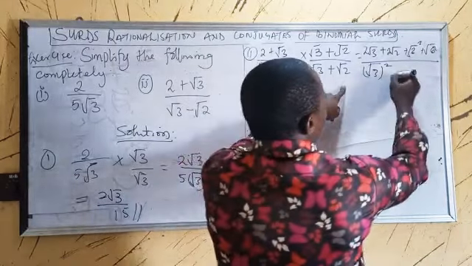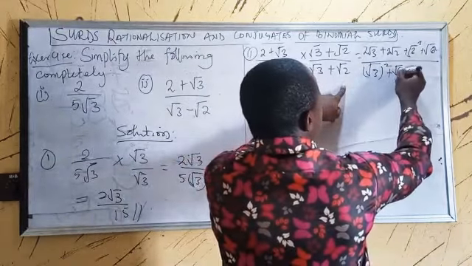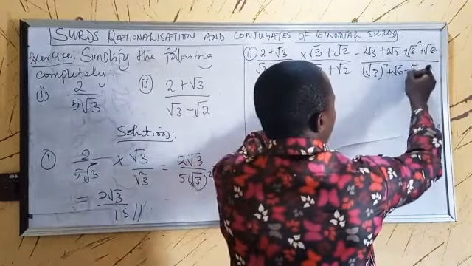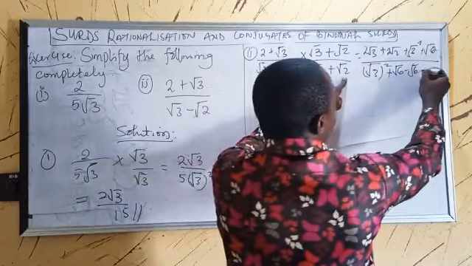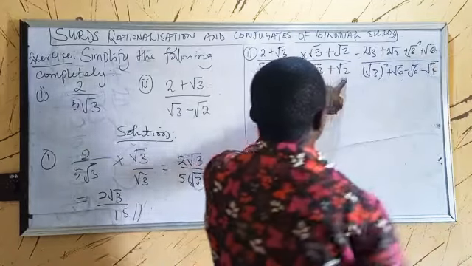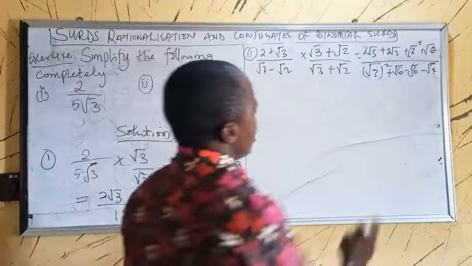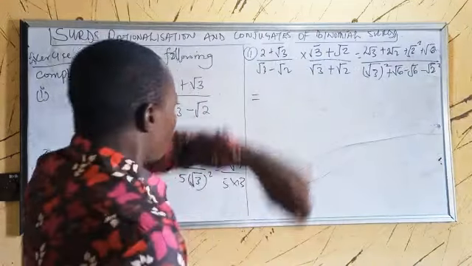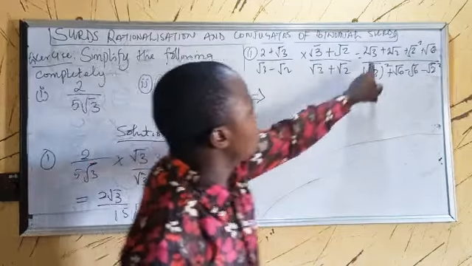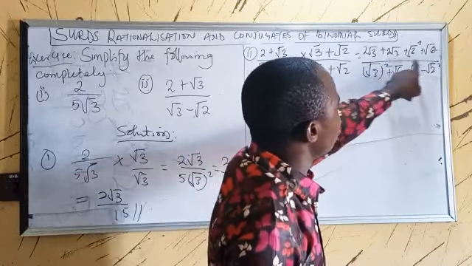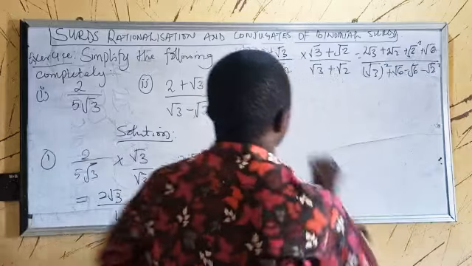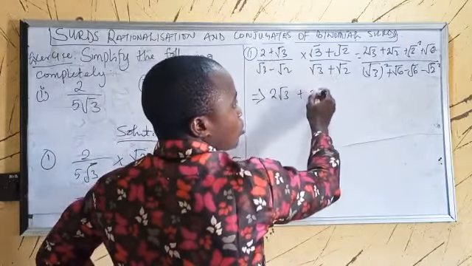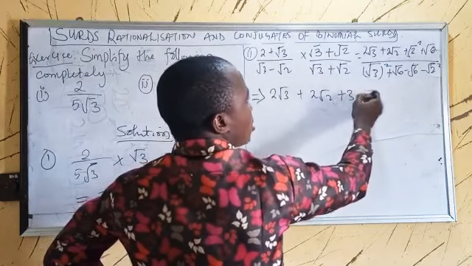Then this times this we have plus root 6, that is 3 times 2. And also this times this we have minus root 6. And this times this we have minus root 4. You understand? So you have minus root 2 squared. So now from there, what are we going to have here? You can see 2 root 3, 2 root 2, root 3 squared. We have 2 root 3 plus 2 root 2 plus 3 plus root 6.